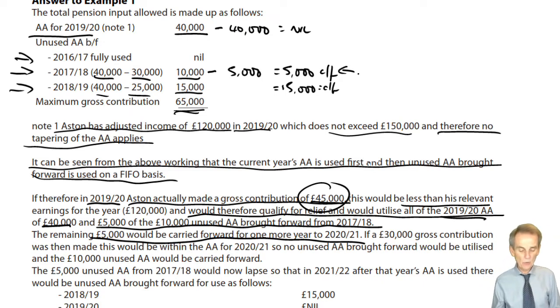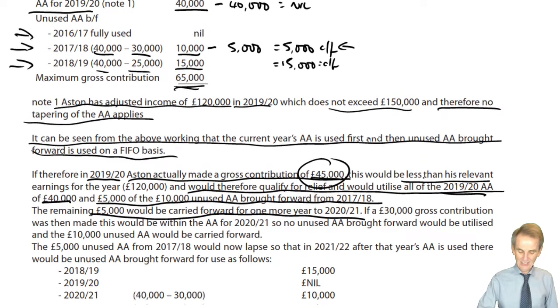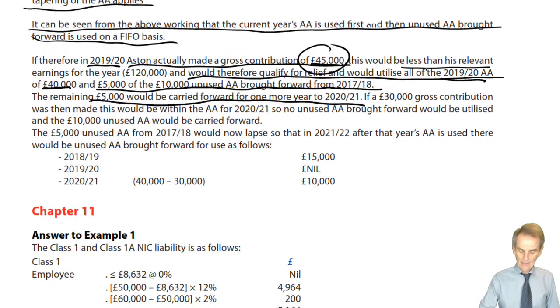So as we move into 2021, that's going to be the last year on a count back from 2021, 1920, 1819, 1718. That's the last time we'll be able to use any unused AA brought forward from 1718. So let's see what might happen. As we said, the remaining 5,000 would be carried forward for one more year to 2021.